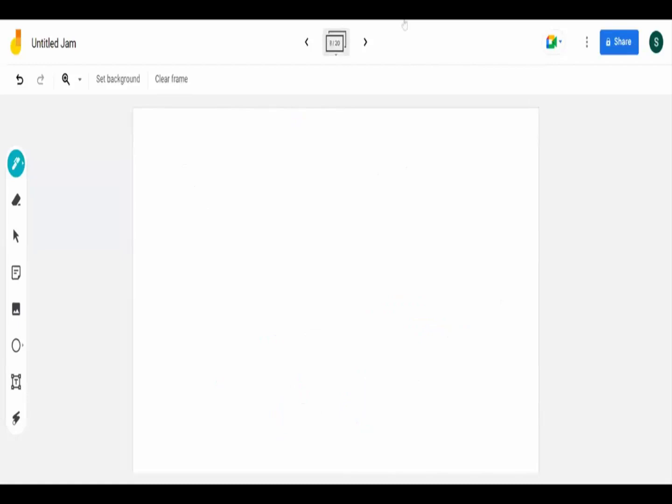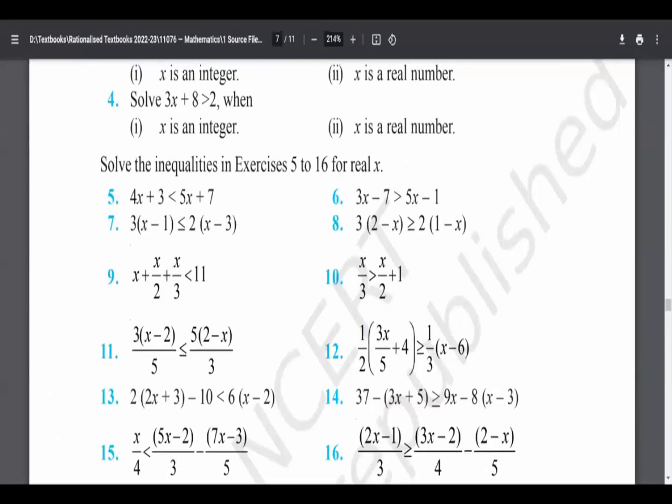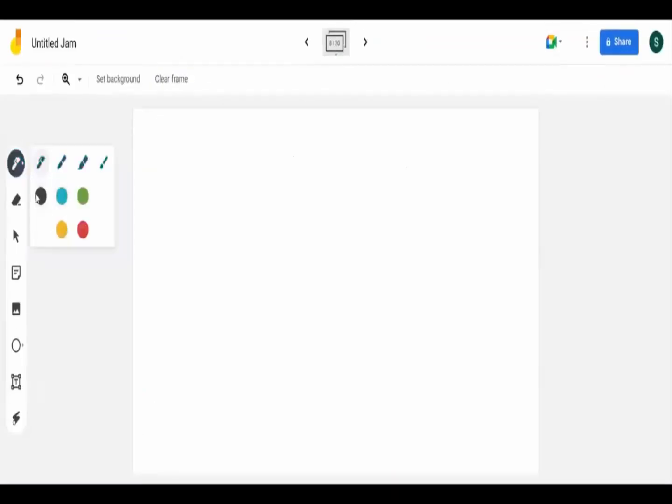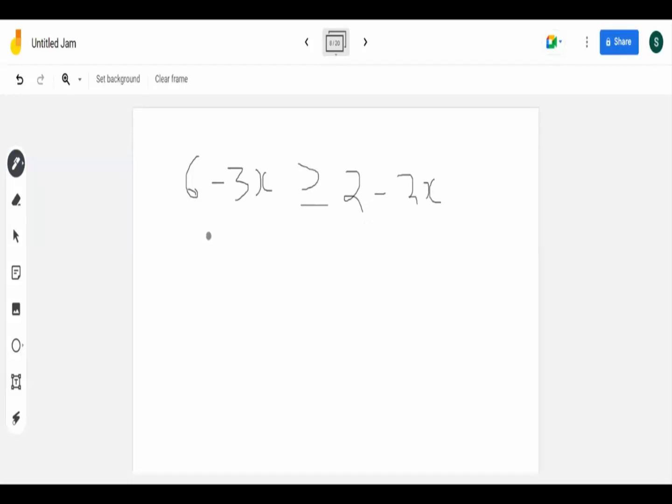Let's move on to the next question. This is similar. Again, we have to open the bracket. You can see 3 times bracket 2 minus x is greater than or equal to 2 times bracket 1 minus x. If you open the bracket, 3 times 2 minus x will become 6 minus 3x, and this is greater than or equal to 2 times bracket 1 minus x. If you open 2 times bracket 1 minus x, it will become 2 minus 2x. Again, you can see add 3x on both sides to get 6 is greater than 2 plus x.